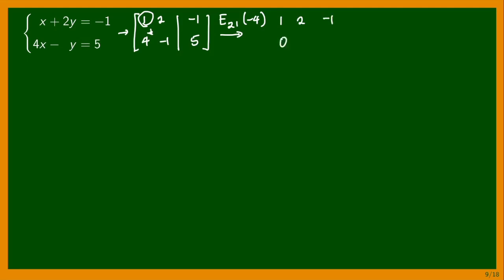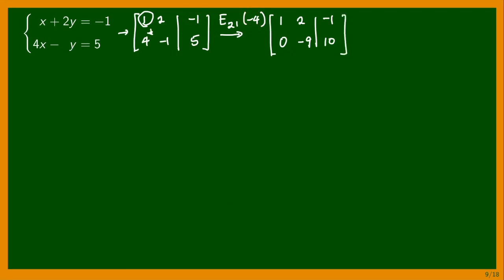This will be 0, no? Negative 4 times 2 plus negative 1, that's negative 8 minus 1, that's I think negative 9. Is that correct? Negative 4 times 2 is negative 8 minus 1 is negative 9. Alright. Negative 4 times negative 1, that's 5 plus 5, that is 10. So this is now your matrix.